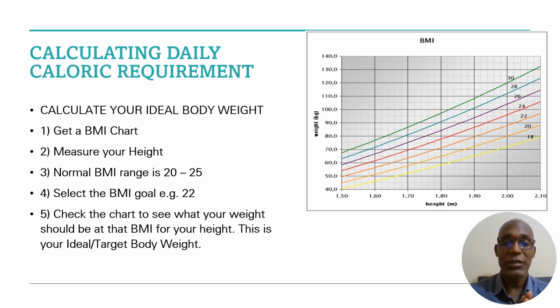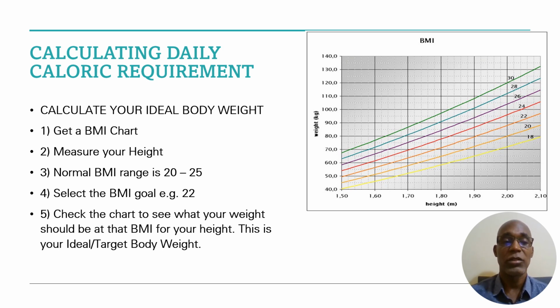Now, the first thing that you need to do in calculating your daily calorie requirement is to calculate your ideal body weight. Now, in order to do this, you have to get a BMI chart, such as the one that you see here, and you have to then measure your height. Now, your height can be measured in meters or in inches, and this particular chart here is a metric chart, so it uses kilograms and meters to calculate your BMI.